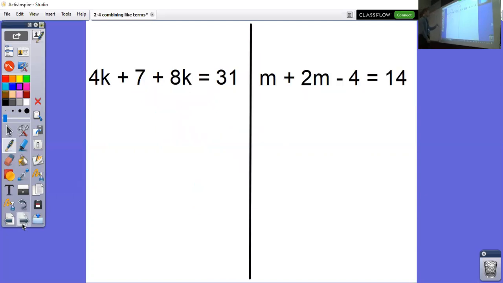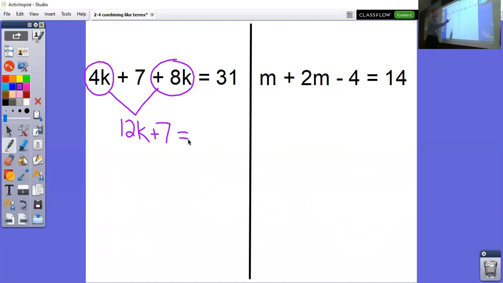If we take a look at this first one here, we have 4k plus 7 plus 8k equals 31. We have letters on the same side of the equal sign, so we can add together our like terms. We can add together a 4k and an 8k. 4k plus 8k is 12k. We don't have anything else that is on the same side of the equal sign that we can add together, so we're going to bring down our plus 7. We're going to bring down our equal sign. We're going to bring down our 31.